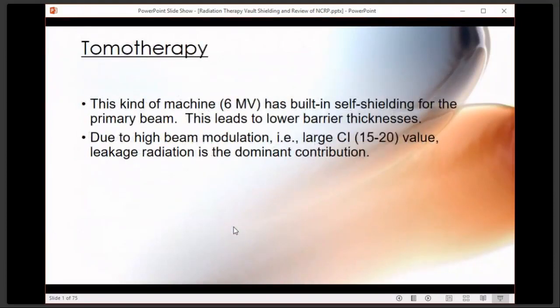Okay, tomotherapy, only one thing I want to say is it's heavily modulated. The CI for tomotherapy is 15 to 20.